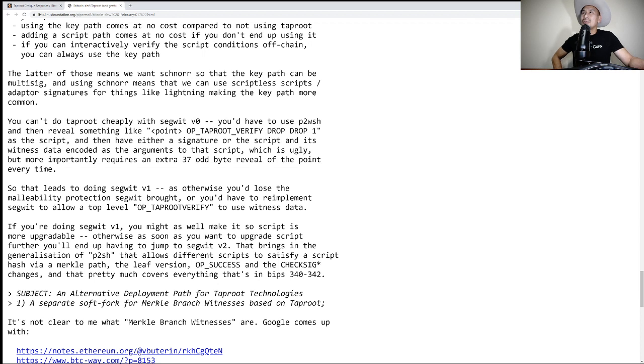If you're using SegWit v1, you might as well make it so script is more upgradable. Otherwise, as soon as you want to upgrade script further, you'll end up having to jump to SegWit v2. That brings in the generalization of pay-to-script hash that allows different scripts to satisfy a script via a Merkle path, the leaf version, OP_SUCCESS, and the CHECKSIG changes, and that pretty much covers everything that's in BIPs 340 to 342. So he's justifying why we're bundling these together, right?